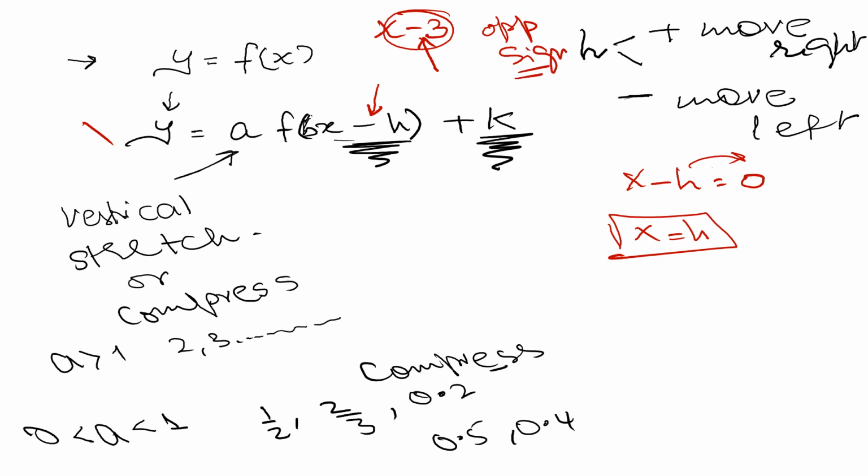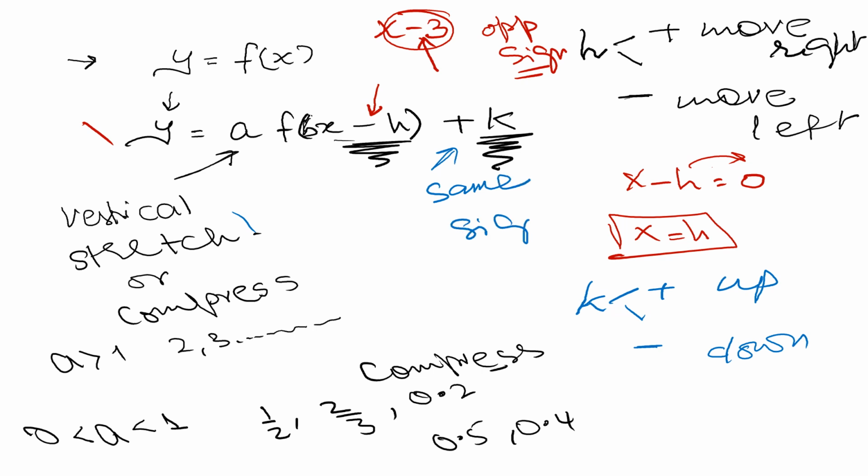Now next, plus k. What is k? k is also a movement, a translation. If k is positive, you have to move up. If k is negative, you have to move down. So either you translate up or down. And for k, we always choose the same sign. For h, we take the opposite sign, but for k, we take the same sign.